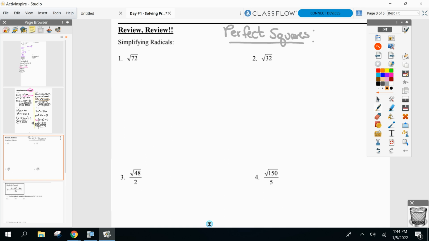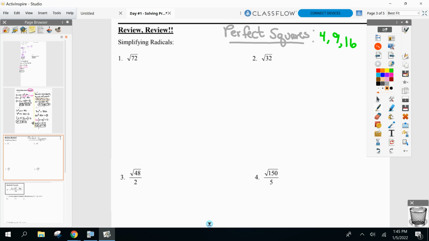First, anybody want to throw a perfect number that's considered a perfect square out at me? 9. 9? Yep. Others? 4? Okay, I'll start with 4. Then I'll write 9. Any others? 16. 16. All right, I'm just going to stop there.